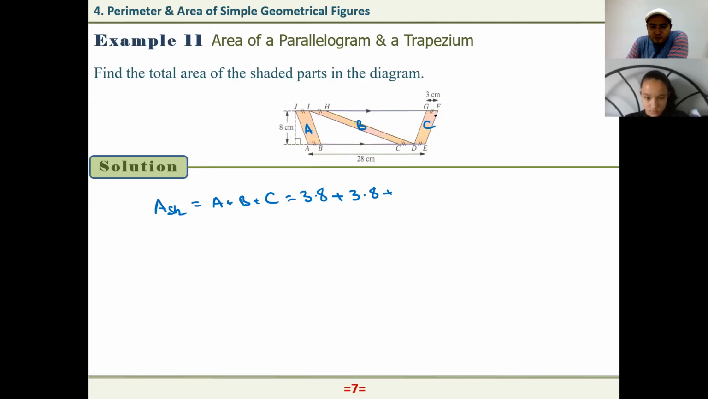Plus, how about this one? Again it is base times height. And what is the height? The height actually is the same, right? If you draw the height here, are they parallel? So if it's 8, also it is 8. Also it is equal to 3 times 8. All are 24, 24, 24. So how many 24s? 3. 3 times 24, which is equal to 72 square centimeters.